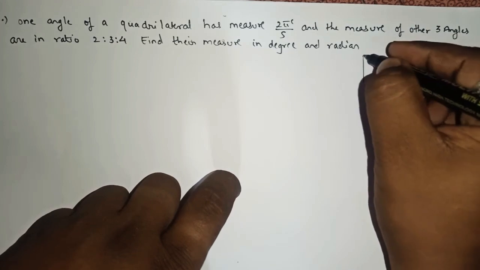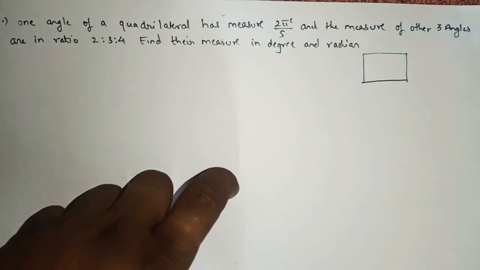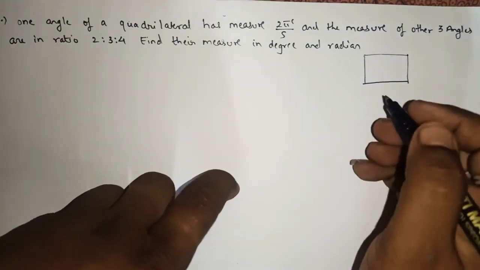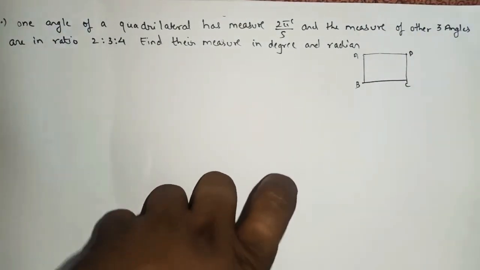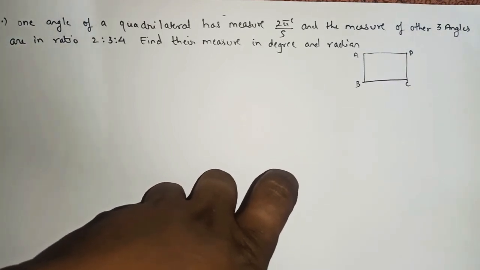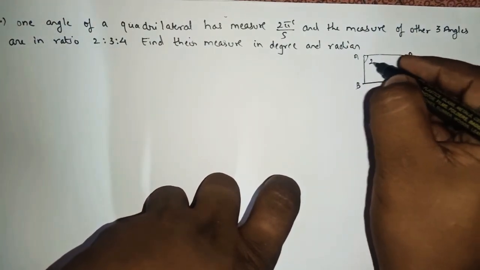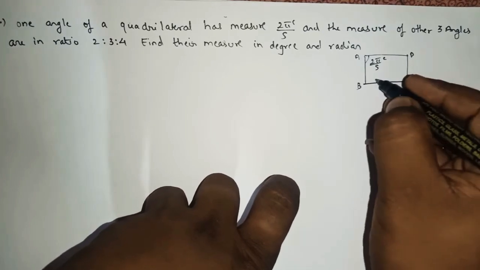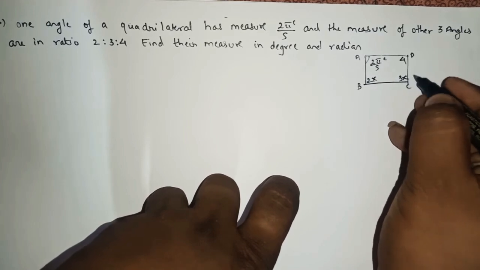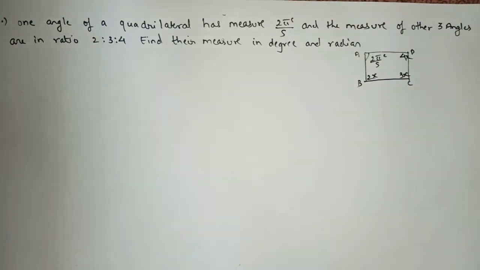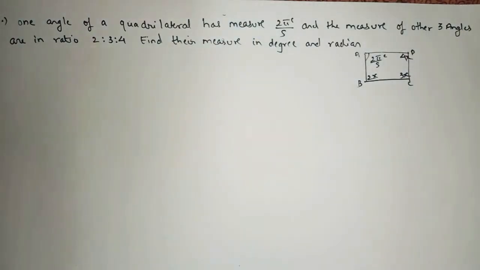As it is a quadrilateral, we know which property we have to use. We have to apply the sum of the measures of the interior angles of the quadrilateral, which is 360. So we'll take this quadrilateral as ABCD, in which the measure of one angle we consider as 2 pi by 5, and the remaining angles are in ratio. We know that the ratio is not the actual answer, so these angles will be 2x, 3x and 4x. Simply apply the property: the sum of the interior angles of the quadrilateral is 360.